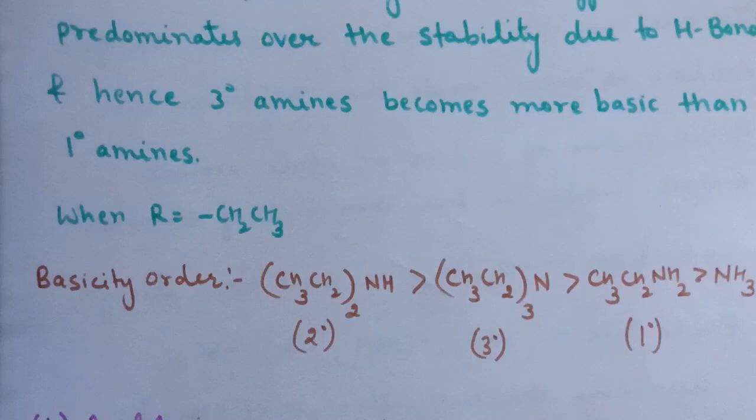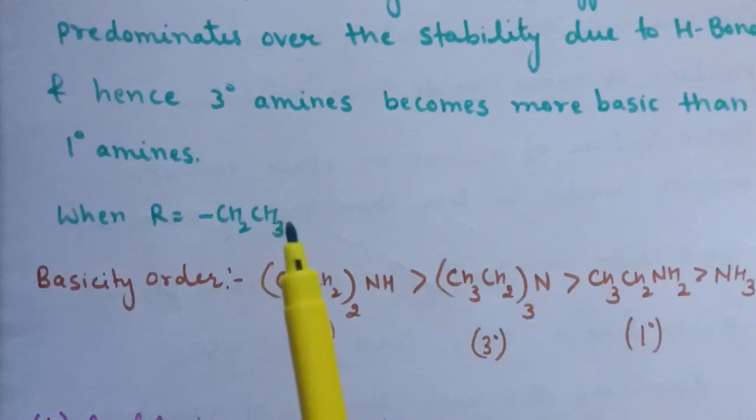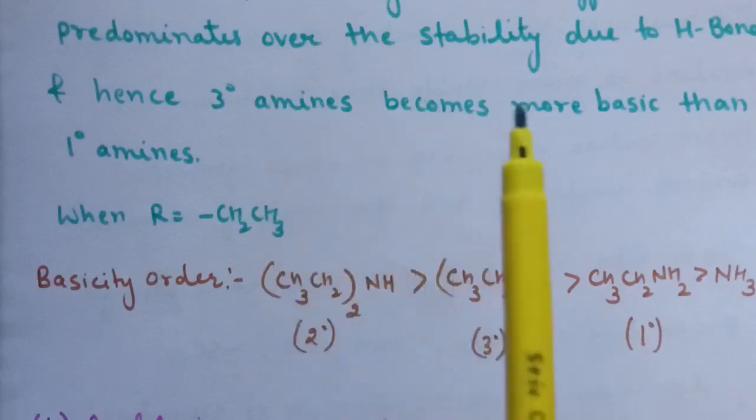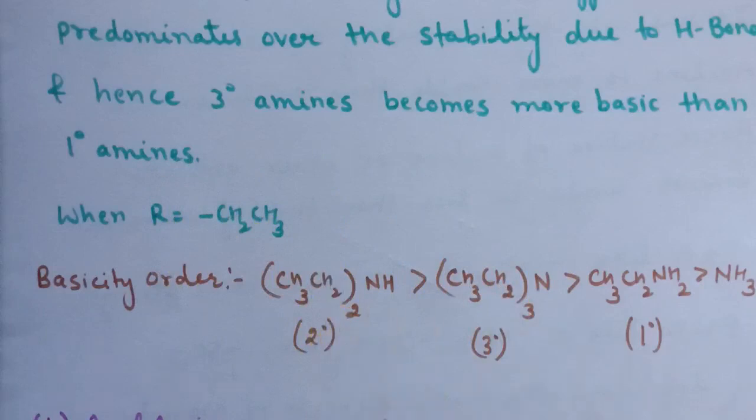So when R group is CH3, the order is secondary, primary, tertiary. But when R group is other than CH3 group, that is when R group is bigger group, then the basicity order is secondary, tertiary, primary. Because when R group is bigger than CH3, then plus I effect dominates over hydrogen bonding, and hence tertiary amine becomes more basic than primary amines. So this is about the basicity of amines in aqueous phase.